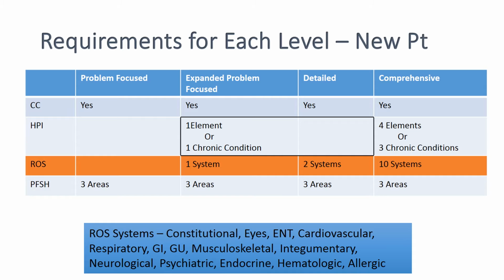A review of systems can have as little as one system, though for a comprehensive history you need to document data for 10 systems. The systems are defined as constitutional, eyes, ears, nose, and throat, cardiovascular, respiratory, GI, genitourinary, musculoskeletal, integumentary, neurologic, psychiatric, endocrine, hematologic, and allergic.